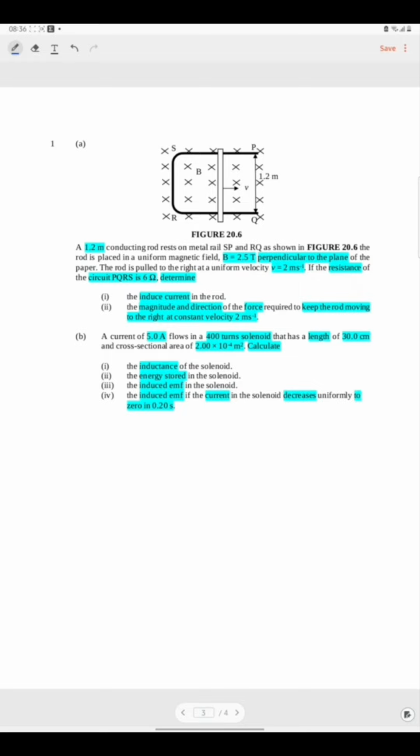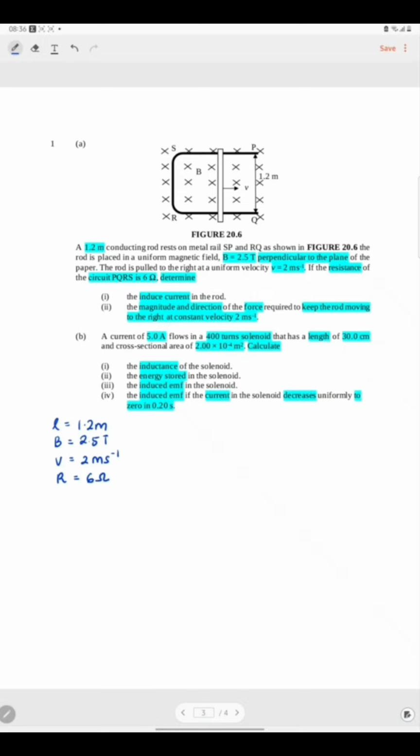So next step, I'm going to list down the information given, the keywords that I have highlighted. Okay, we list first. I have the length of the conducting rod. We focus on 1A first, okay? 1.2 meter. Next, we are given B, the magnetic field, which is 1.25 Tesla. And then the rod is pulled to the right with velocity v equal to 2 m s to the power of -1. And you are given the resistance equal to 6 ohm.